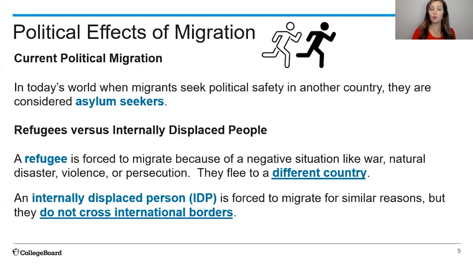A refugee is someone who is forced to migrate because of a negative situation like war, natural disaster, violence, or some kind of persecution. The key is that they flee to a different country. An internally displaced person, or IDP, is forced to migrate for similar reasons, but they do not cross international borders. They stay within their original country.